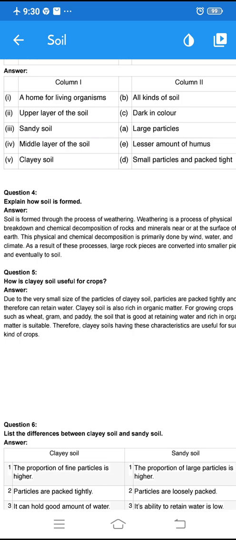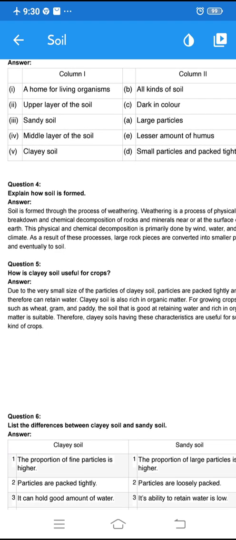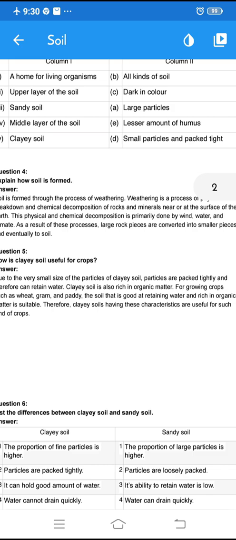So the third one is sandy soil. Yes, what about the sandy soil? What is the size of the particles of the sandy soil? It contains relatively large particles, and hence it is called sandy soil. So this is the correct answer for that. The fourth one is the middle layer of the soil. Yes, what does the middle layer of the soil contain? The middle layer of the soil contains a lesser amount of humus but more minerals. Okay, this is the correct answer for that.